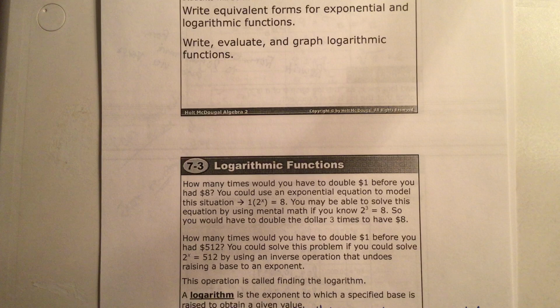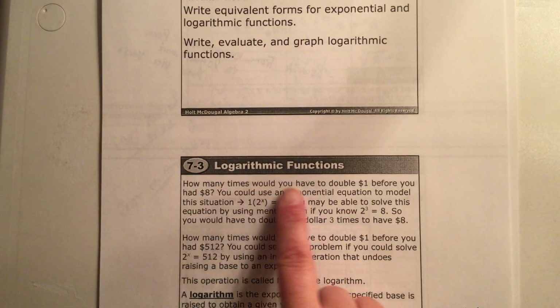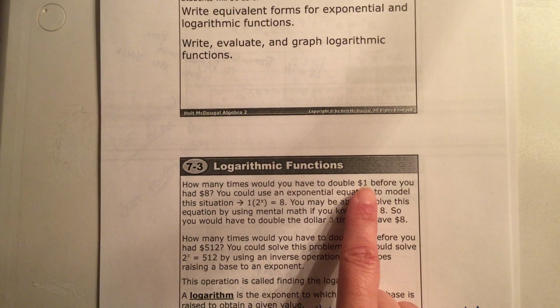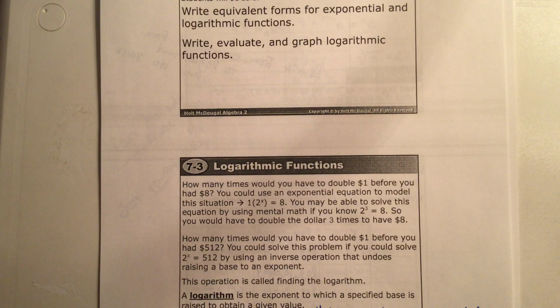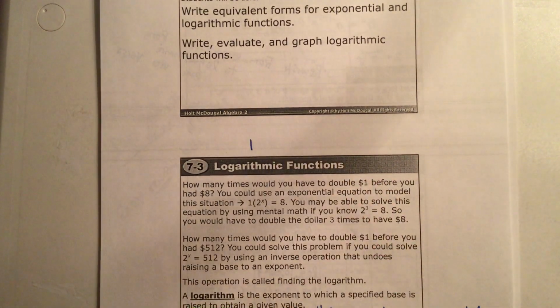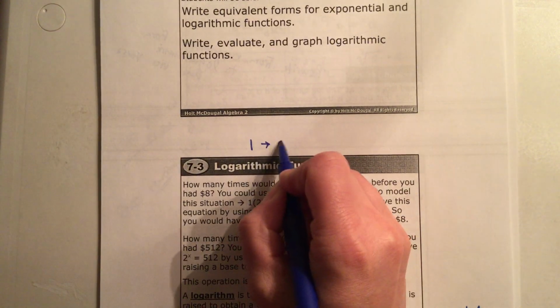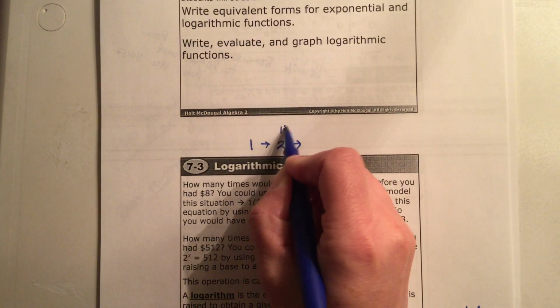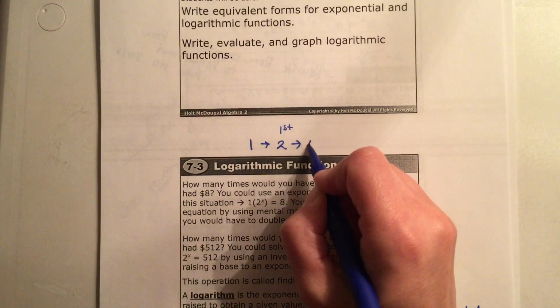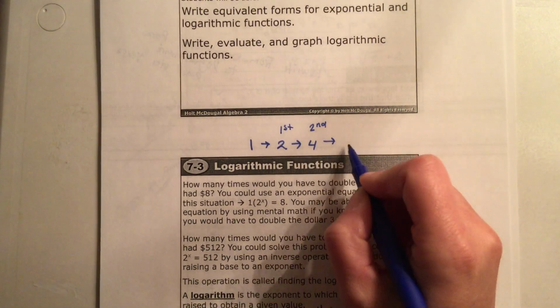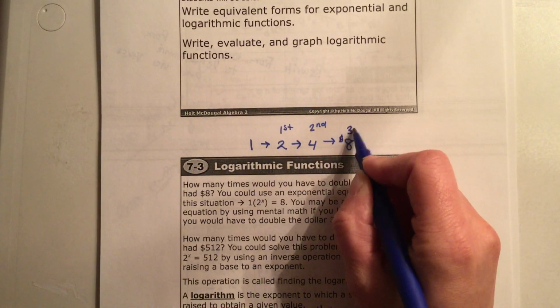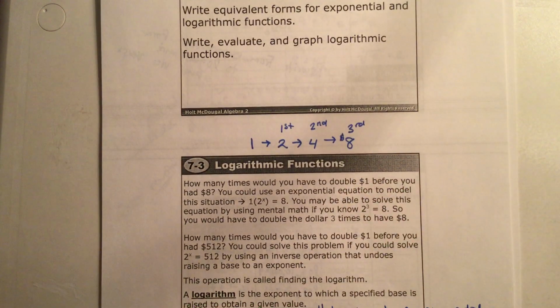Okay, so we'll start off. First scenario, it says how many times would you have to double $1 before you would have 8? Now this, yes, I know you can do it in your head pretty quickly, okay? Because if you have $1 and you double it one time, you would have $2, okay? So that's the first time. If you double it again, you would have $4. So that's the second time you doubled that $1. Now, if you double it again, hey, you hit your $8. So it would be the third time that you double, okay?